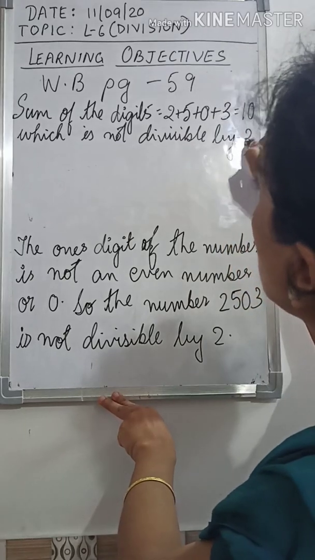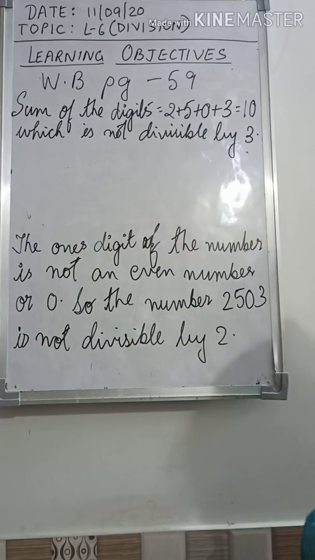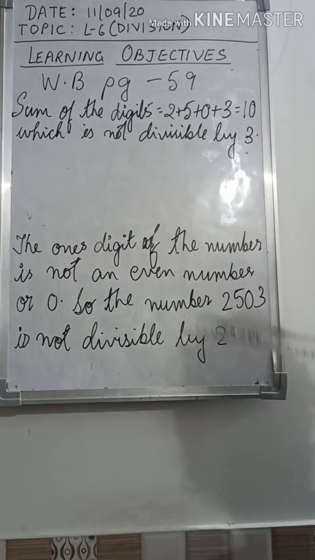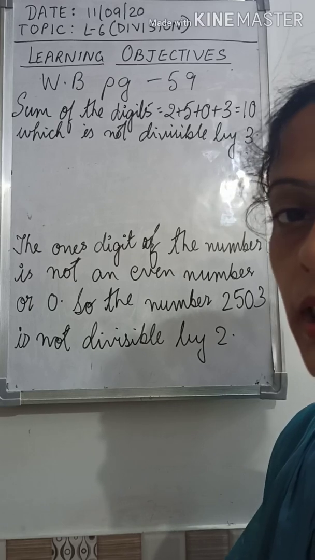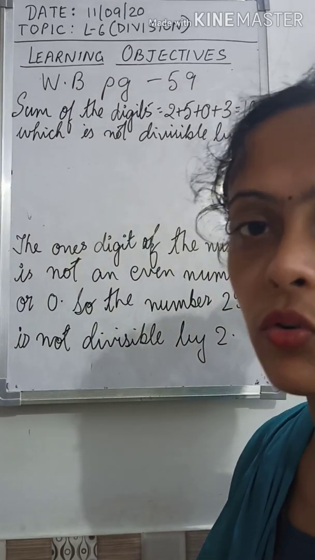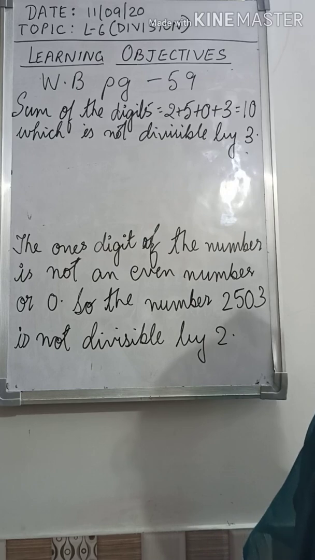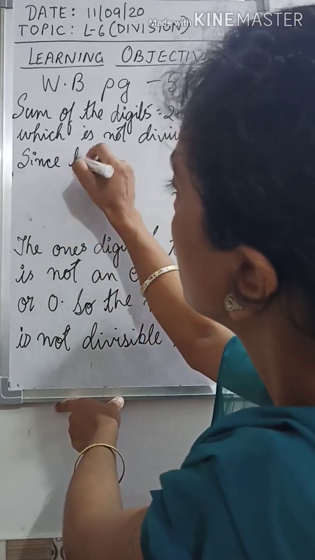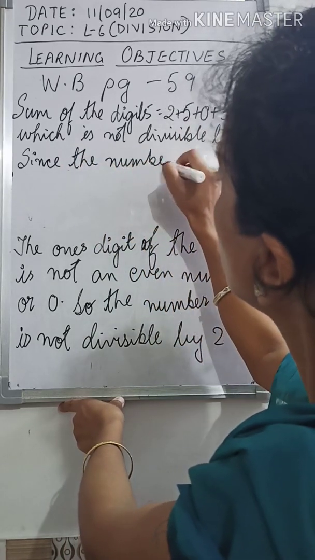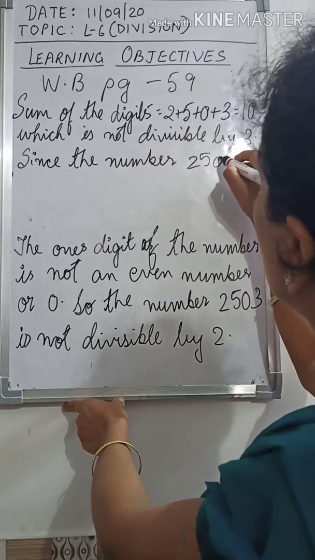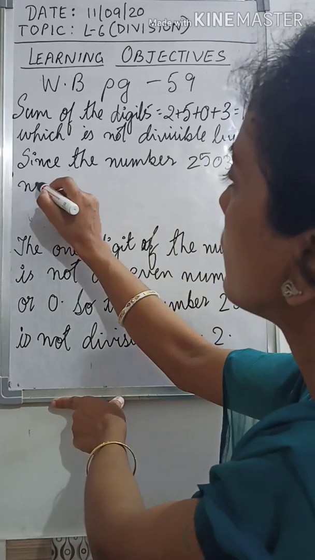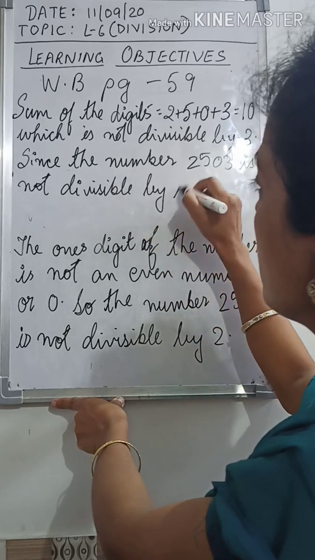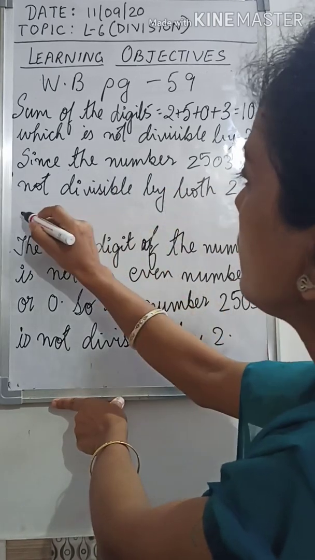Please note it down, everyone. So we have seen that the number was not divisible by 2, nor is it divisible by 3. So is the number divisible by 6? No, of course not. So we can write, since the number, what is our number? 2503 is not divisible by both 2 and 3.